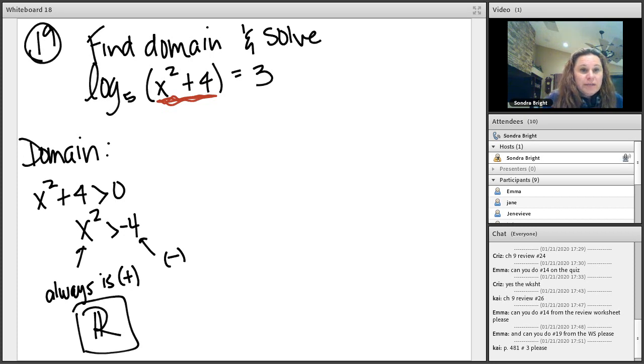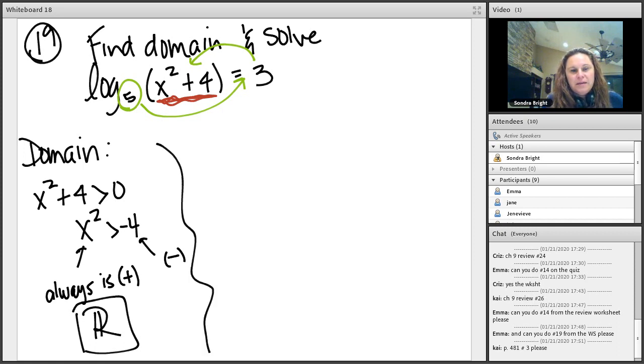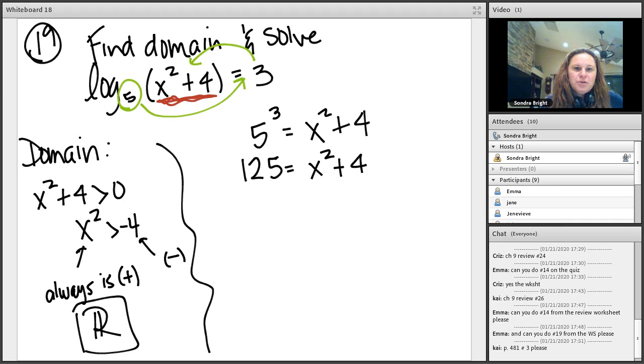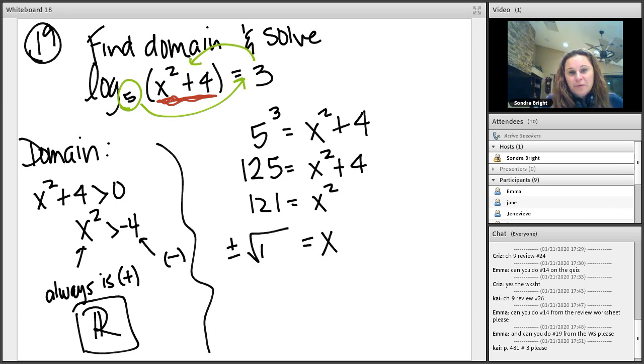To solve, you're going to go around the world. 5 to the power of 3 is equal to x squared plus 4. So solving, we've got 5 to the power of 3 is equal to x squared plus 4. Well, 5 cubed is 125. And subtracting 4 will give you 121 is equal to x squared. And taking the square root of both sides, we get that x is equal to plus or minus the square root of 121, which is plus or minus 11.